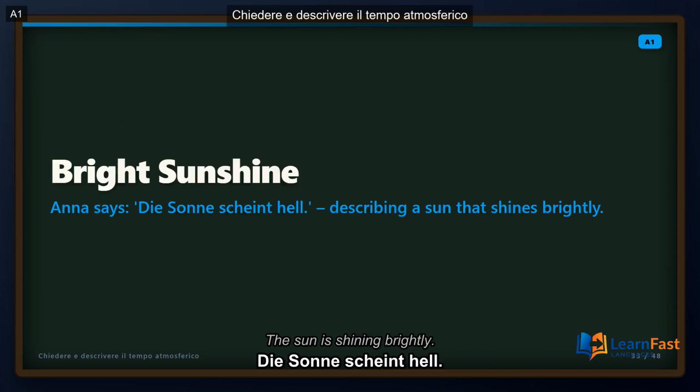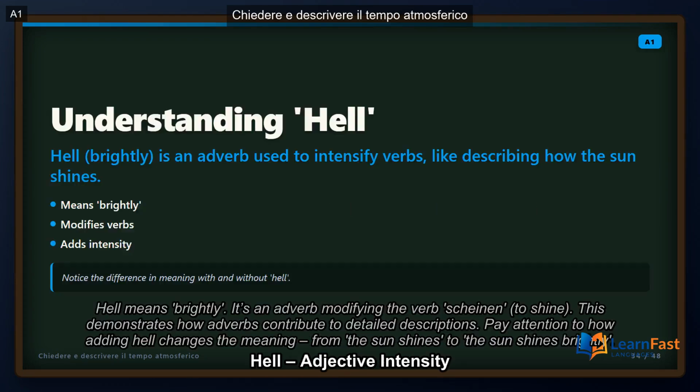Die Sonne scheint hell. "Hell" means brightly. It's an adverb modifying the verb "scheinen", to shine. This demonstrates how adverbs contribute to detailed descriptions. Pay attention to how adding "hell" changes the meaning from the sun shines to the sun shines brightly.